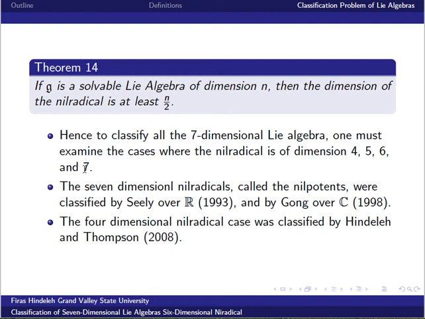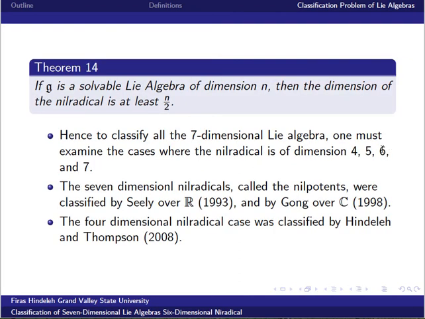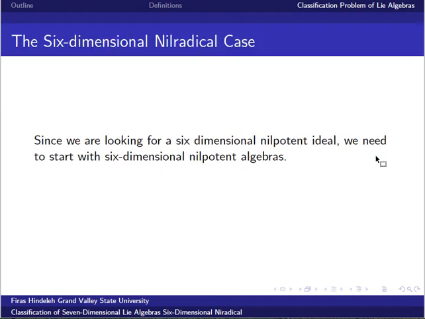And so what this project is about is looking at the 6-dimensional nilradical case. Okay, so we are looking at this one. All right. And the 5-dimensional one is still an open project, which we did not get to yet. So this is a long-term project. And so we're going to focus on the 6-dimensional ideal.